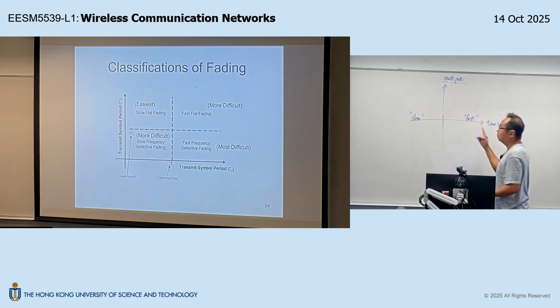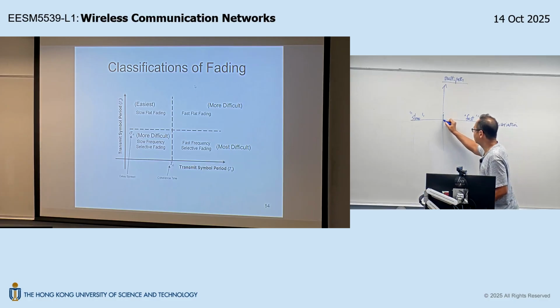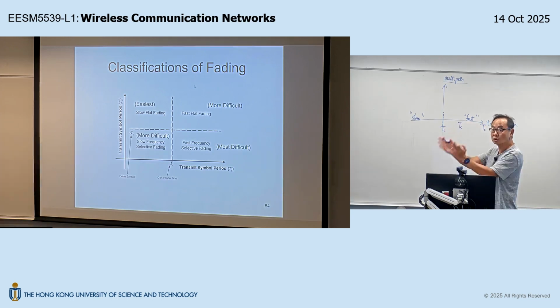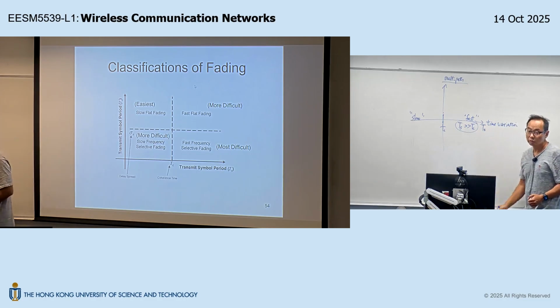So what do we mean by fast? Here, we use the symbol duration, and this threshold is the coherence time. So fast means what? This region refers to the symbol duration, which is the duration of a modulation symbol, as we talked about several lectures ago. This region means the symbol duration is much larger than the coherence time. So what does that mean?